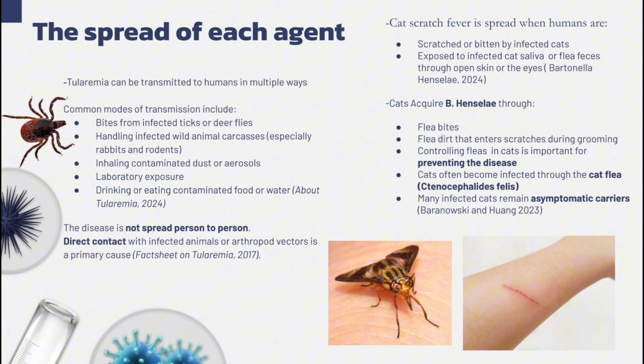Cat scratch fever is spread when humans are scratched or bitten by infected cats, or exposed to infected cat saliva or flea feces, through open skin or the eyes. Cats acquire B. henselae through flea bites and flea dirt that enters scratches during grooming, so controlling fleas in cats is important for preventing the disease. Cats often become infected through the cat flea. Many infected cats remain asymptomatic carriers.